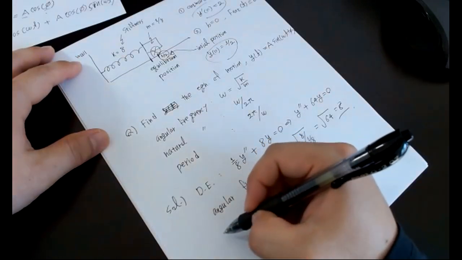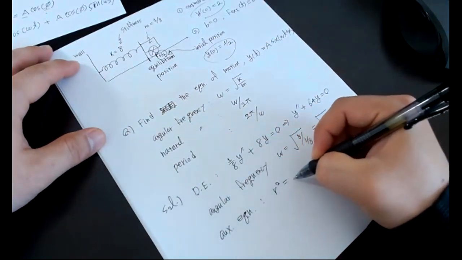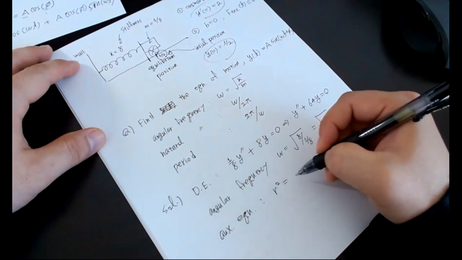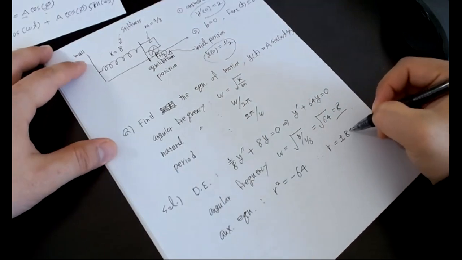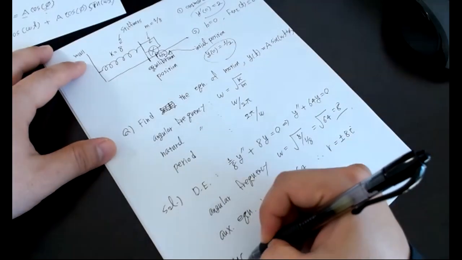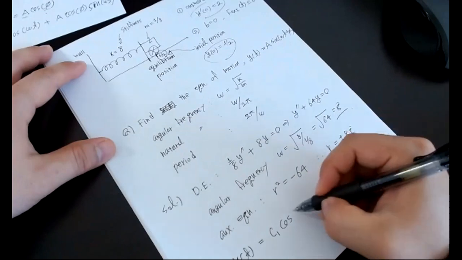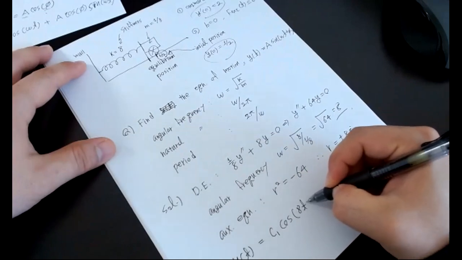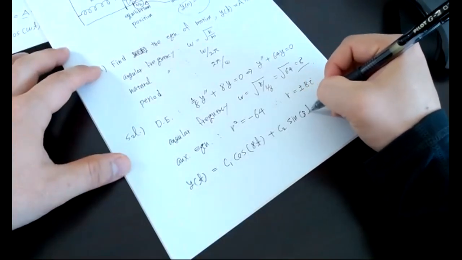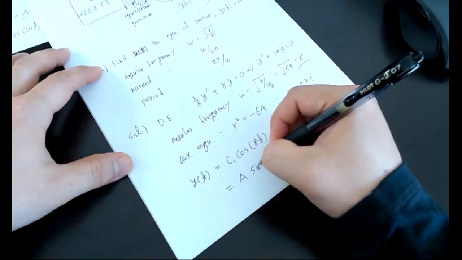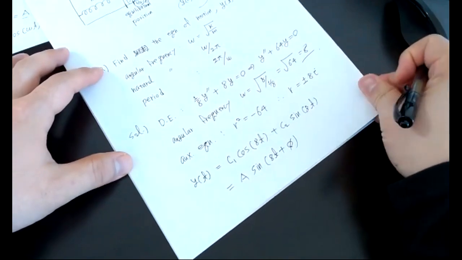Okay, and let's find the auxiliary equation. It is r squared plus 64 is equal to 0. So r is plus or minus 8i. So then the general solution y of t is equal to c1 times cosine 8t plus c2 times sine 8t, which is equal to A times sine 8t plus phase angle pi. Let's figure out A and the phase angle pi. Okay.